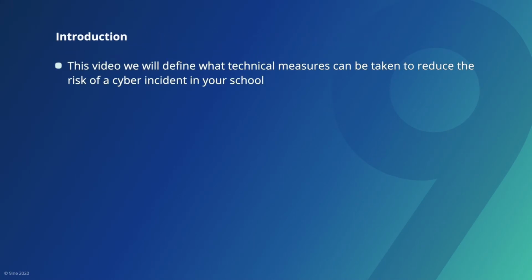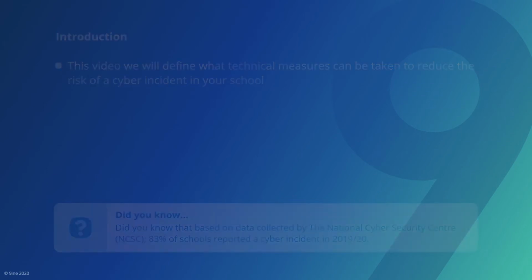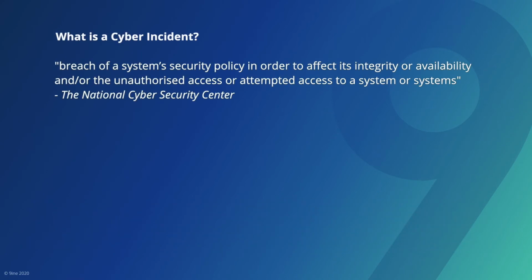In this video, we will define what technical measures can be taken to reduce the risk of a cyber incident in your school. Did you know that based on data collected by the National Cybersecurity Centre, 83% of schools reported a cyber incident in 2019? The NCSC defines a cyber incident as a breach of a system's security policy in order to affect its integrity or availability, and/or the unauthorized access or attempted access to a system or systems.